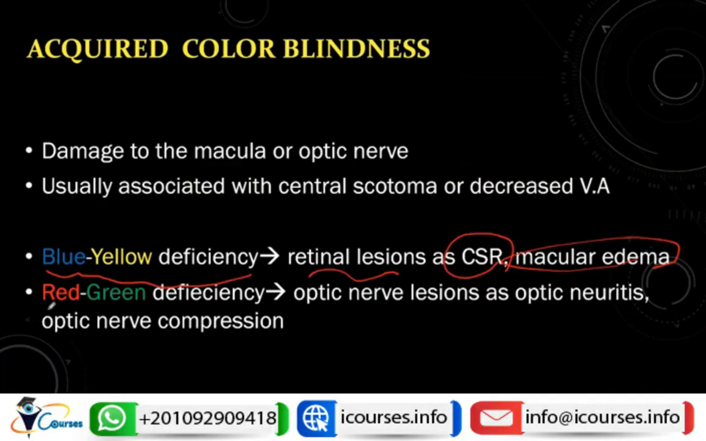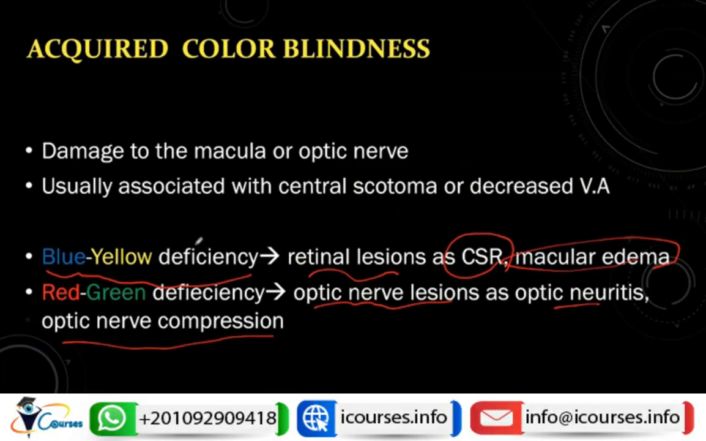On the other hand, red-green deficiency is more common with optic nerve lesions, such as optic neuritis or optic nerve compression. So if you want to test for a lesion in the optic nerve, like optic neuritis or optic nerve disease like compression, as in thyroid eye disease, we test with the red-green color, because the optic nerve is much more sensitive to red color deficiency.